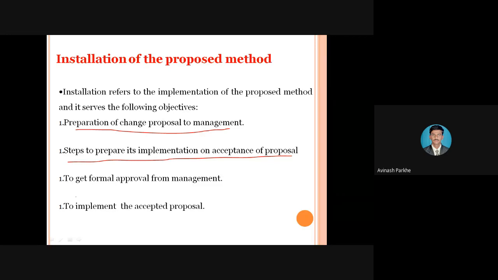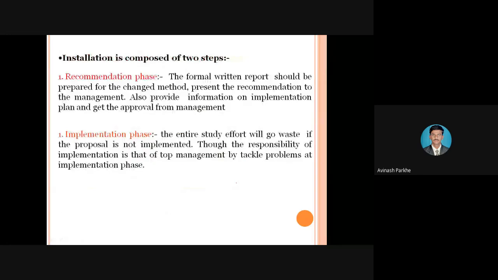But during that implementation, we have to take formal approval from the management. We have done the modification, we have developed the new method, but it is not possible to implement that method directly in the production department. For that purpose, we have to take the approval from the management, and if the management gives the green signal, then and only then can we implement that new method for further processes or further modification. Therefore, whatever the installation process is, it is also divided into two types.